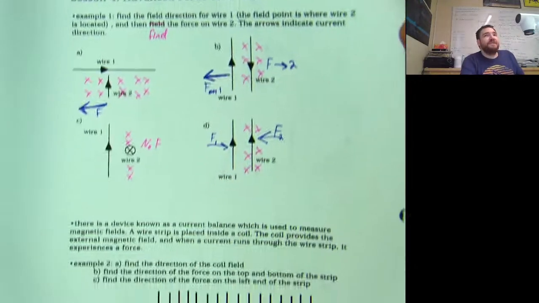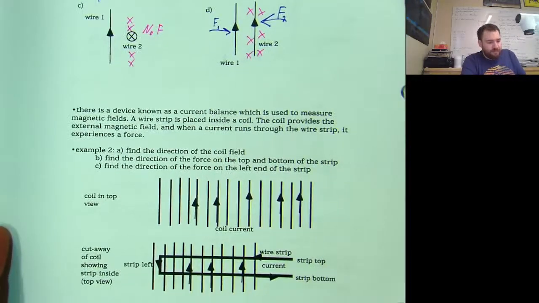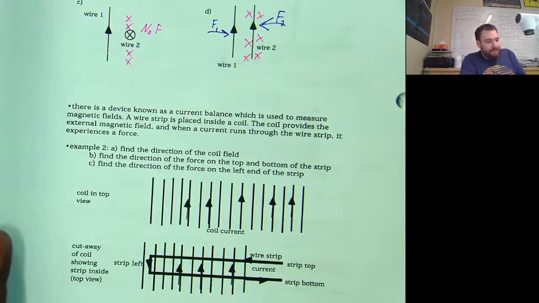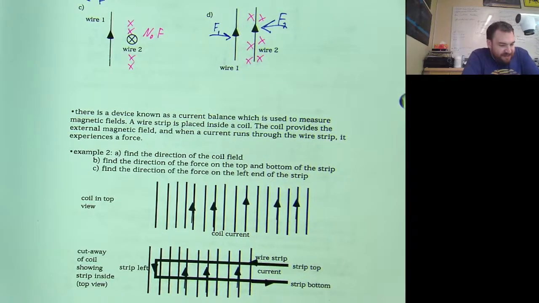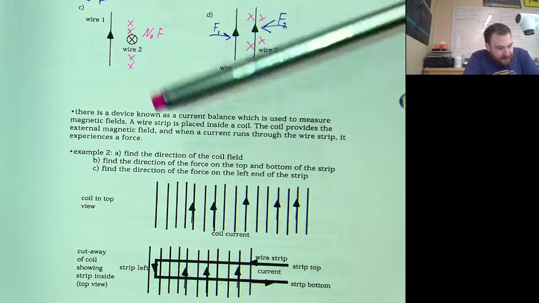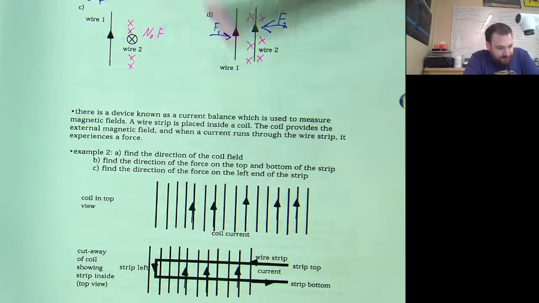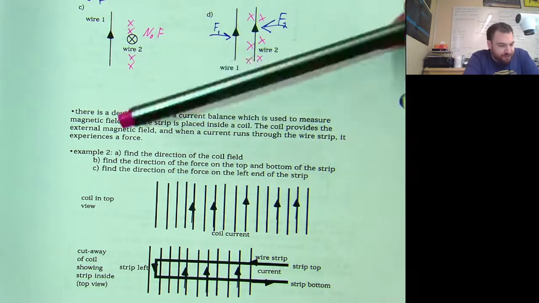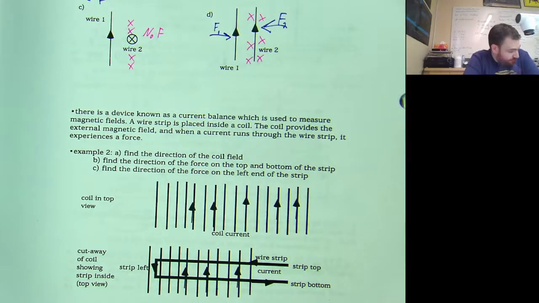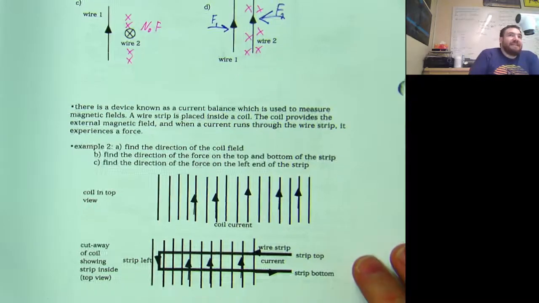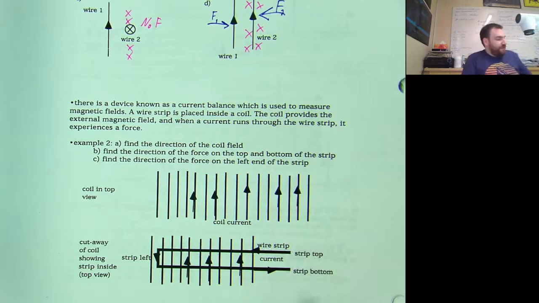So now let's actually do it using values. There is a device known as a current balance, which is used to measure magnetic fields. A wire strip is placed inside the coil. The coil provides the external magnetic field. When a current runs through the wire strip, it experiences a force. Ends up looking like this, and this is going to be the basis for a bunch of the questions that we do for examples on the next page.